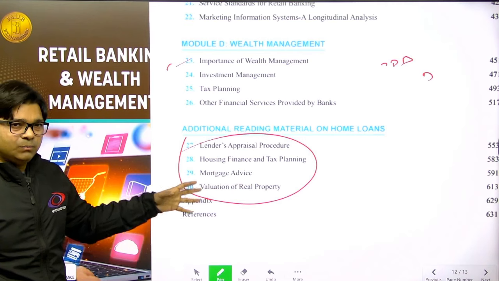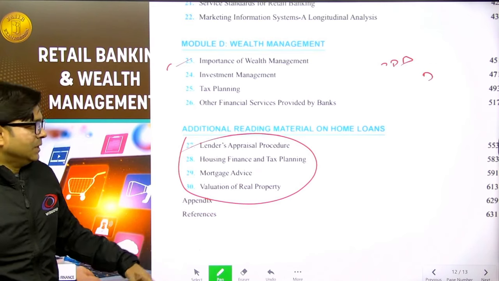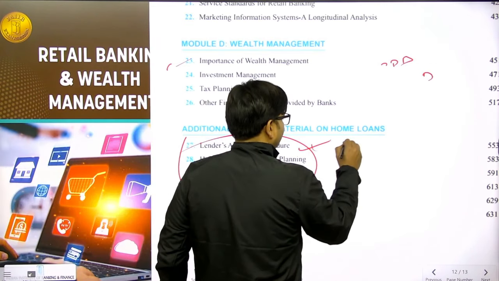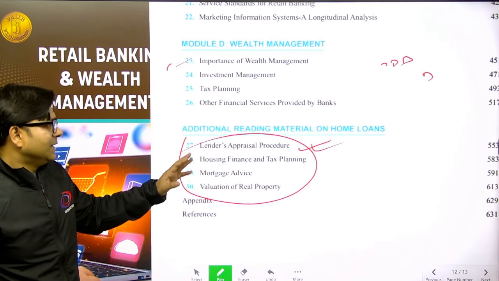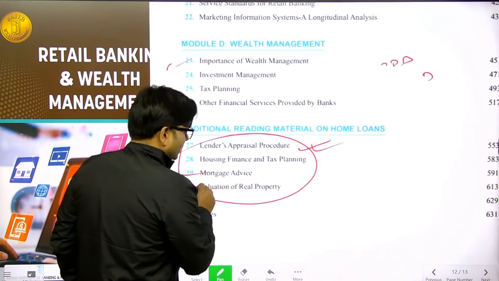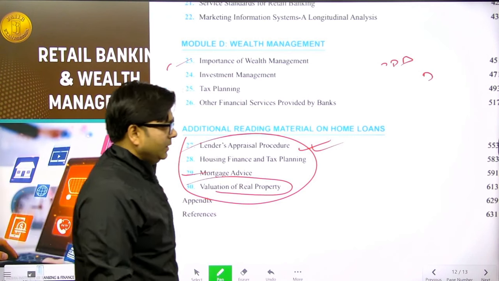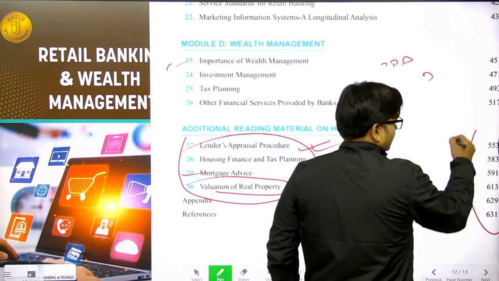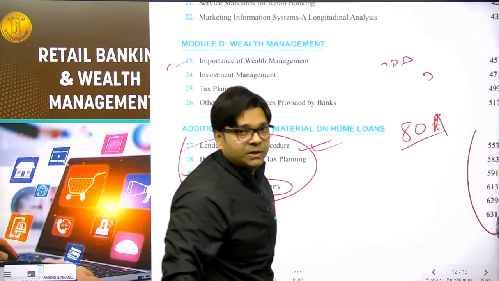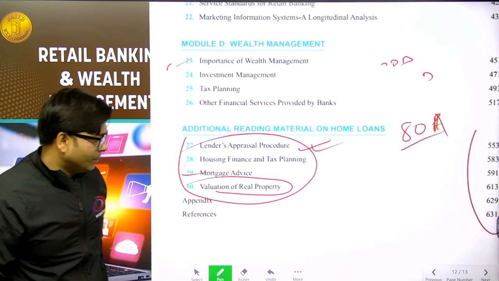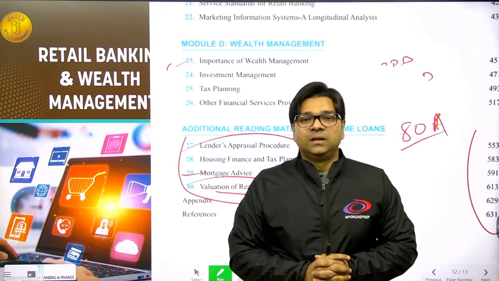They have included some more additional material, but it is not a Module E. They have just included it as extra material. I am very much sure they have an updated version of all the things, that is, lenders' appraisal procedure, housing finance and tax planning, mortgage advice, and valuation of retail property. These are the topics that you have to read. I think these approximately cover 80 pages of this book. So these are the topics that have been added in the new syllabus of JAIIB.